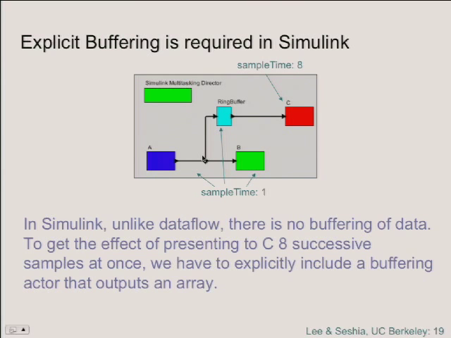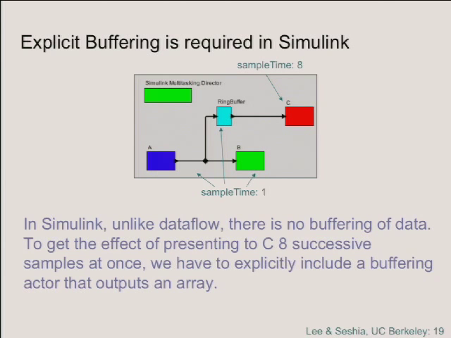So if you want to accumulate 8 samples and present them to this red block, and execute the red block at 1/8 the rate, the way you do this in Simulink is you use a block called a ring buffer, and a ring buffer will execute as fast as A and B, okay? And each time it executes, it collects one new value, and then it outputs a vector. And the vector is simply the 8 most recent values it's seen. Okay, so it's a new data type, but each time it fires, it outputs a vector of 8.